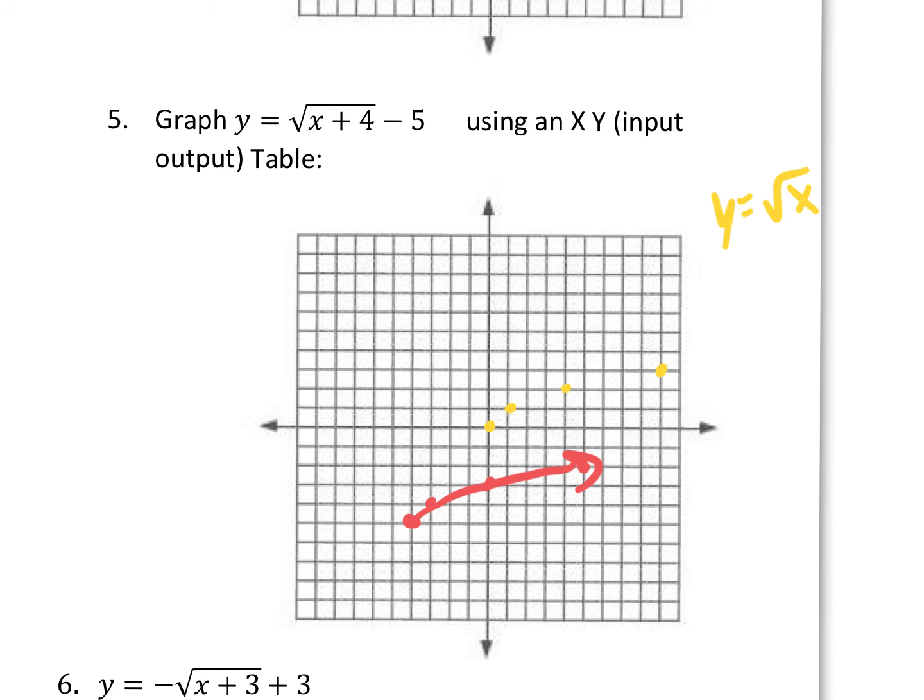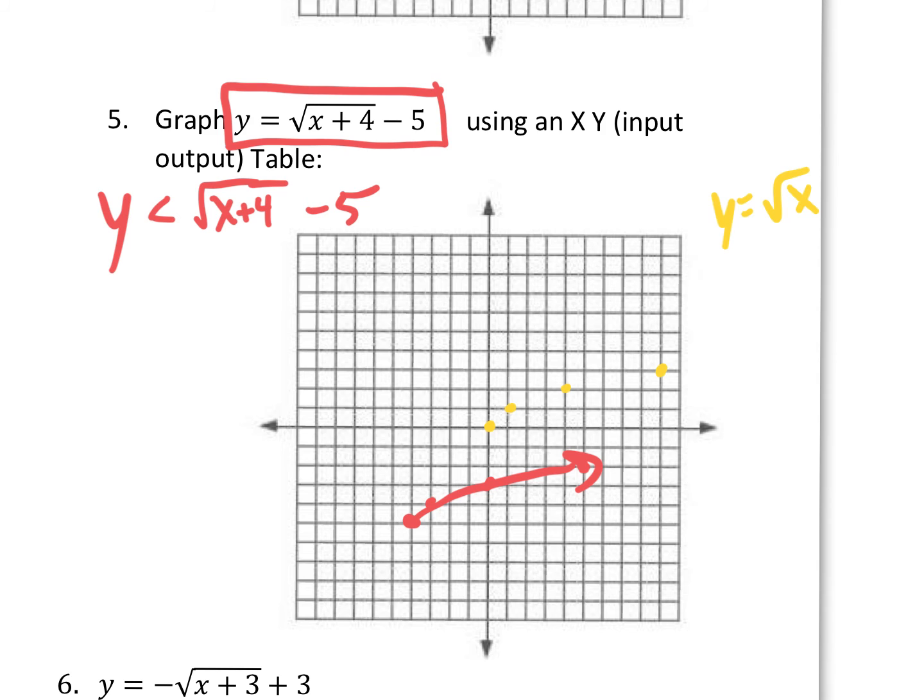Okay, you know what? I would like you to type this into Desmos. This guy exactly the way it is. And now, instead of typing it in with an equal sign, I would like you to do y is less than the square root of x plus 4 with the minus 5 on the outside.